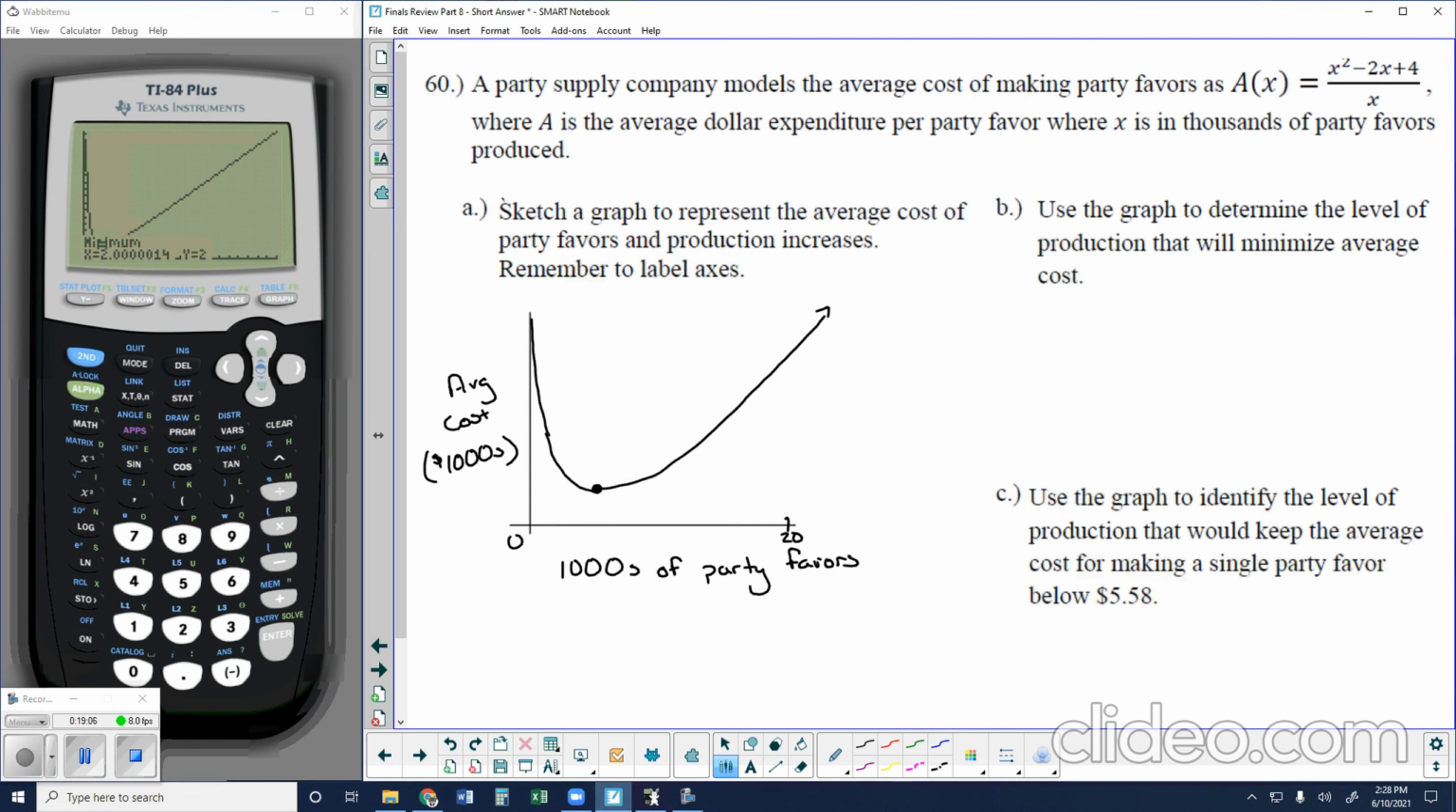Now again, because of my choice in points, there's a slight rounding here. So this point is actually 2. It says use the graph to determine the level of production. Production is the x-axis, and it is in thousands. So 2,000 party favors will minimize the production cost.